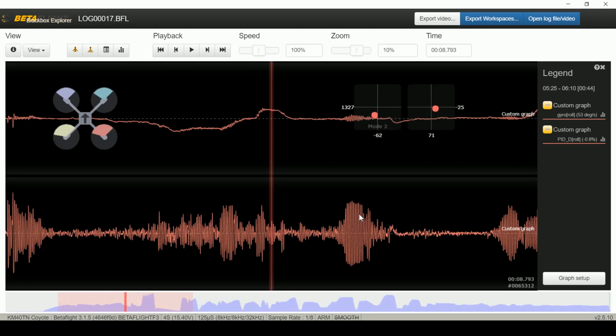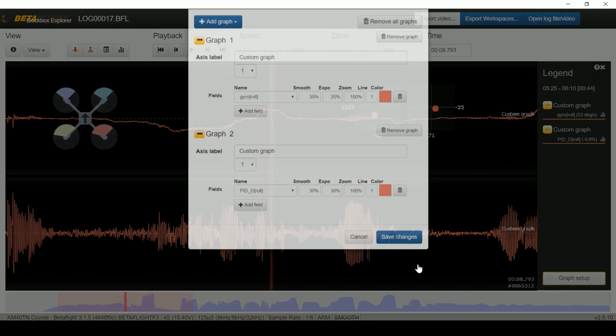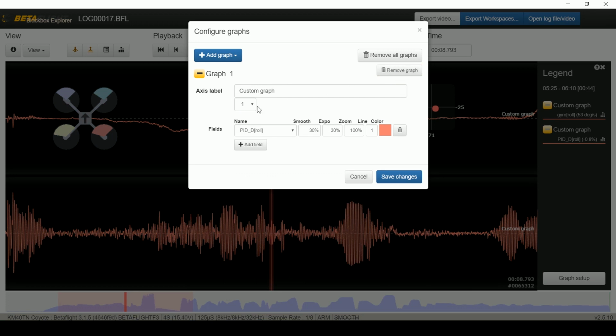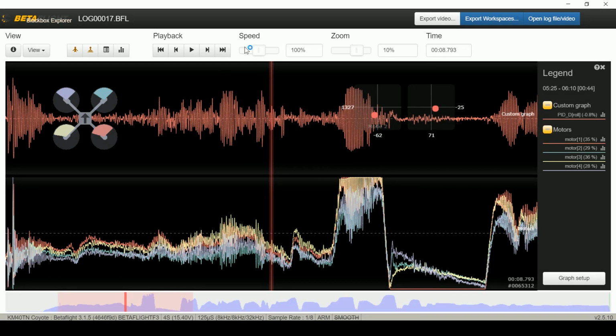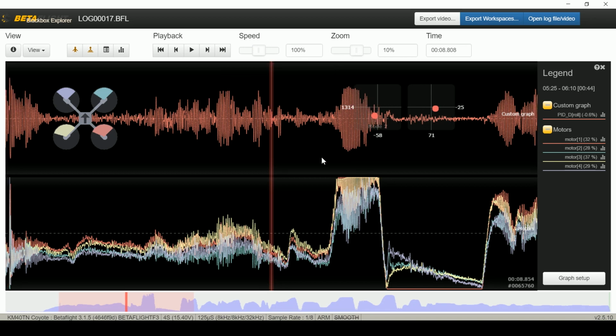Although I will point out that my motors were cool. I could hear some D term oscillation. And in fact, if you want to, we can look at what the D term oscillation looks like. That'll be kind of cool. Let's add the motors in here. Oh my God, look at these motor traces. Can you believe this? Let me zoom back in again.